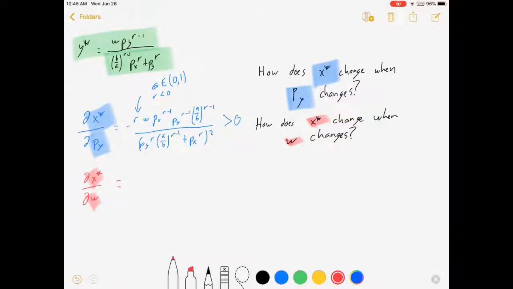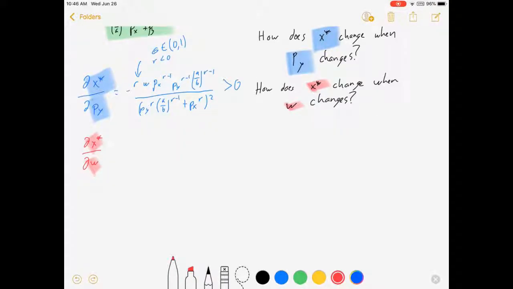And let's see, what's that going to look like? Well, it's just going to be px to the R minus 1 over py to the R, A over B to the R minus 1 plus X to the R, px to the R. And there we got it.